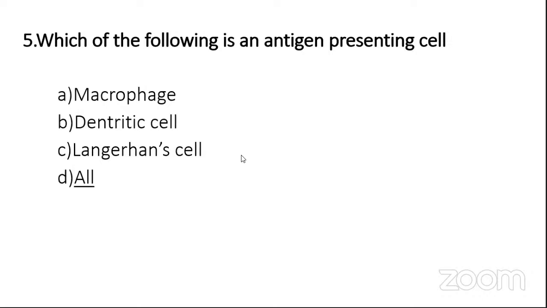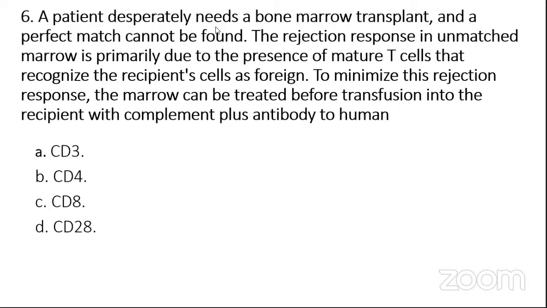All. Good, all. A patient desperately needs a bone marrow transplant and a perfect match cannot be found. The rejection response to unmatched marrow is primarily due to the presence of mature T cells. You know very well, graft rejection is due to mature T cells that recognize the recipient's cells as foreign. To minimize this rejection, the marrow can be treated before transfusion into the recipient with complement plus antibody to which molecule? In other words, which is the marker classical for T cells?